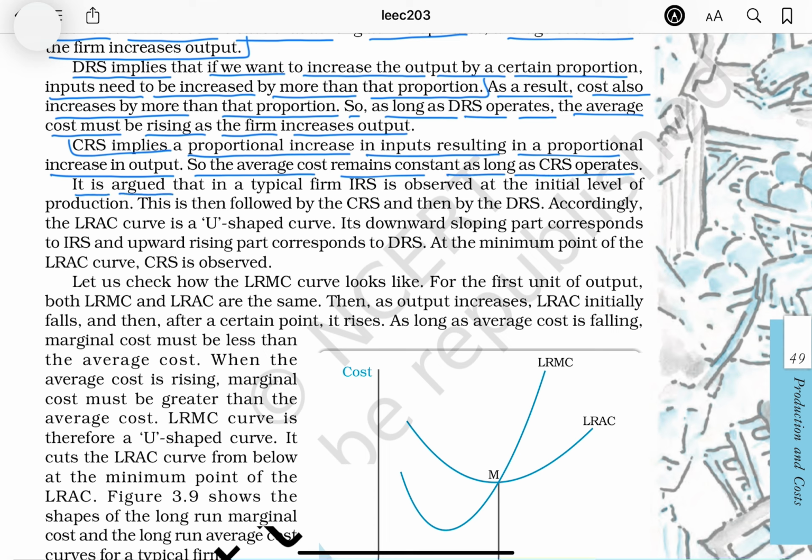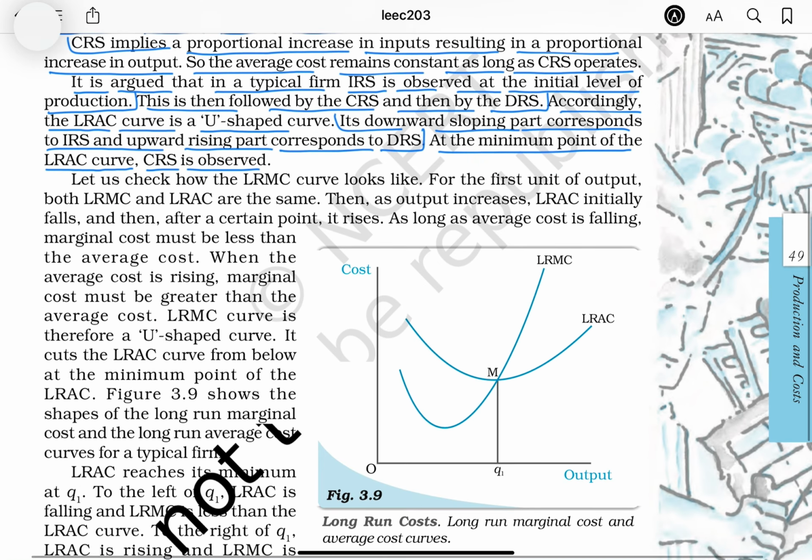It is argued that in a typical firm, IRS is observed at the initial level of production. This is then followed by CRS and then by DRS. Accordingly, the LRAC curve is a U-shaped curve. Its downward sloping part corresponds to IRS and its upward rising part corresponds to DRS. At the minimum point of the LRAC curve, CRS is observed.